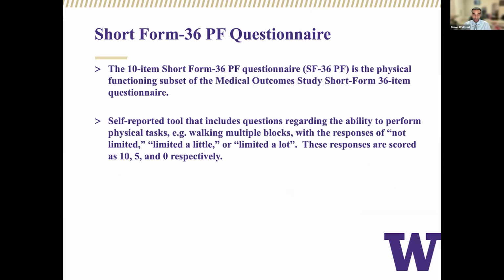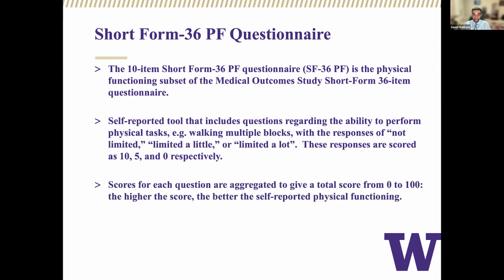These responses are scored on a scale of 0, 5, or 10, with a score of 10 being not limited, all the way to 0 when they are limited a lot. Scores for each question are subsequently aggregated to give a total score from 0 to 100, with higher scores denoting better self-reported physical function or physical performance. This has demonstrated a robust association with both pre and post transplant outcomes.